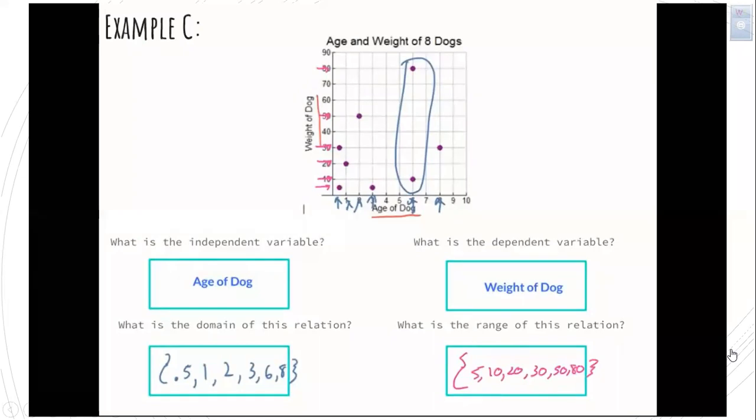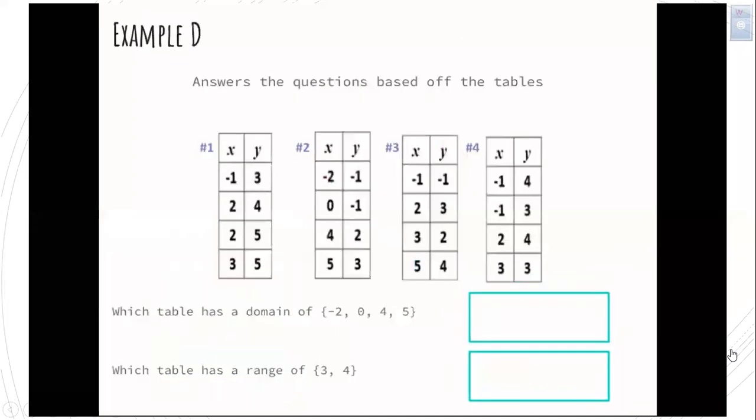All right, now let's move on to example D. So here at example D, we've got a multiple choice question. It says, answer the questions based off the table. And it says, which table has the domain of -2, 0, 4, and 5? Which table has the range of 3 and 4? So we're going to start with our domain. We're looking for -2, 0, 4, and 5. And since we're talking about domain, we're looking for x values.